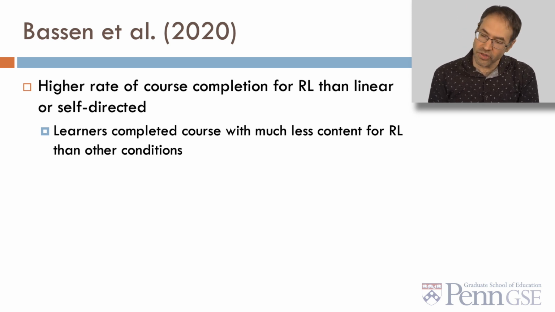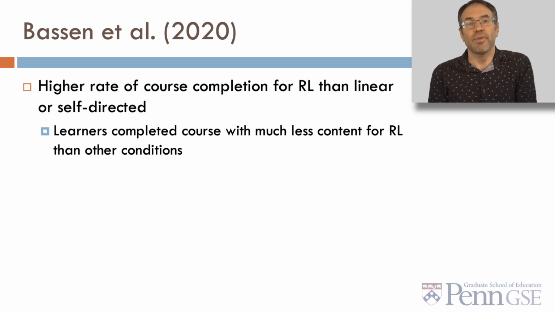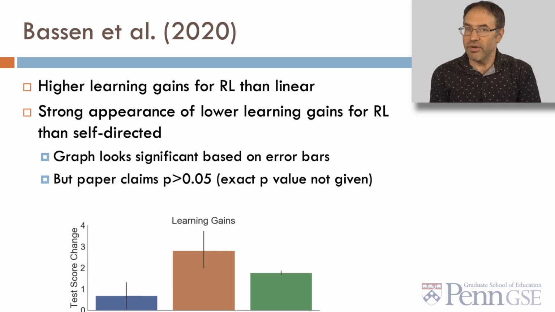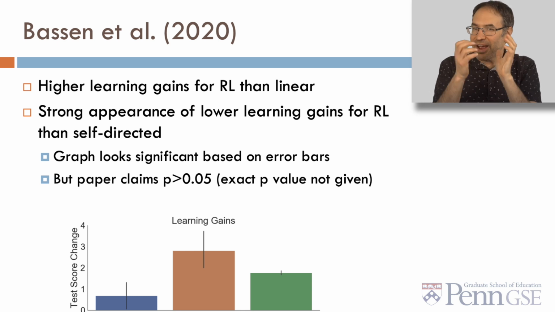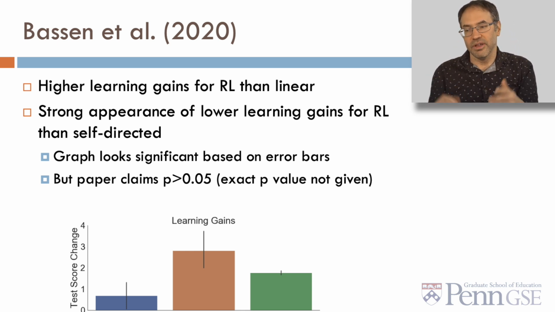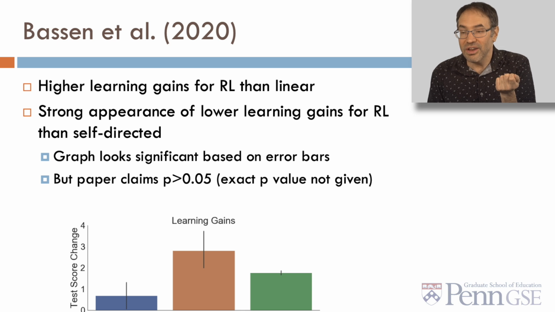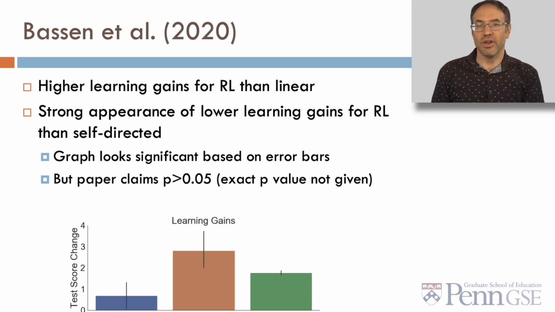Is this a good thing? Was it skipping stuff they didn't need? Or a bad thing, they were missing stuff? Possibly a little bit of both. They found higher learning gains for reinforcement learning than the linear condition. However, there was a strong appearance of lower learning for reinforcement learning than the self-directed learning condition. If you look at the graph, it looks significant based on the error bars, but the paper claims it's greater than 0.05. So it's not clear whether the reinforcement learning was possibly tied with the self-directed condition or was worse. The bottom line is it still did better than the straight linear.